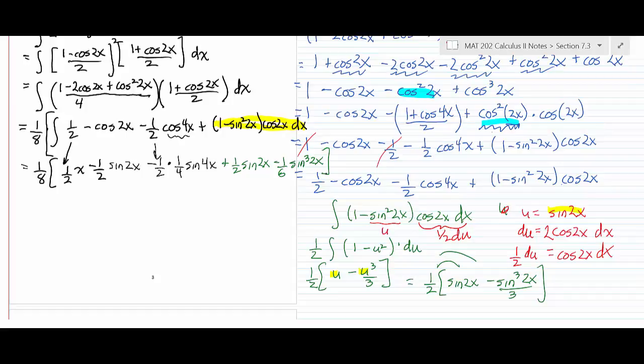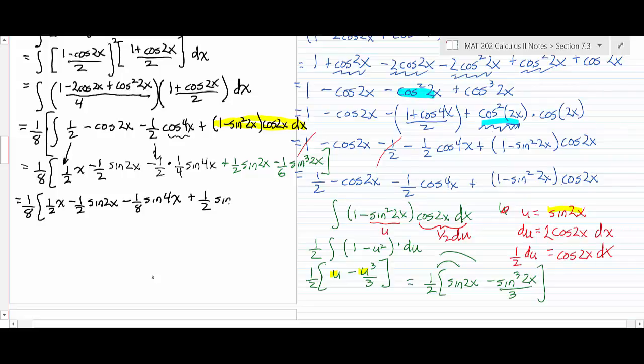Okay, so we got our integral. Now let's take a look at what we have here. To me, the more steps you write, the better off. You can do this in your head, but I'm going to write this as 1/2 x, just clean it up a little bit, 1/2 sine 2x. That becomes 1/8 sine of 4x. And then this part right here, just leave that alone, that's plus 1/2 sine of 2x minus 1/6 sine cubed 2x like that. And then we'd have the plus c there.